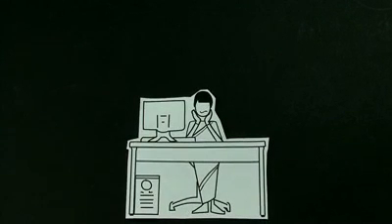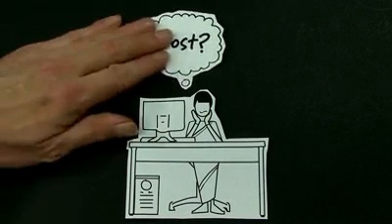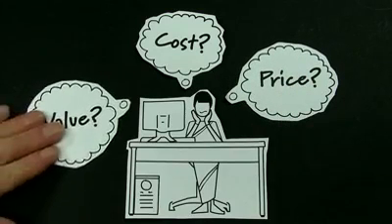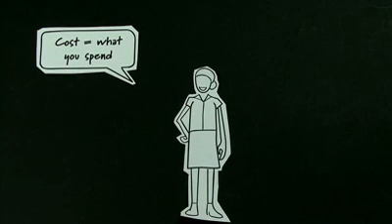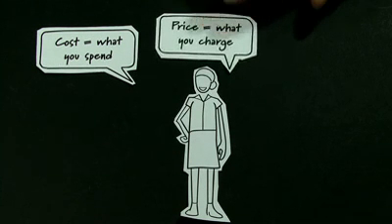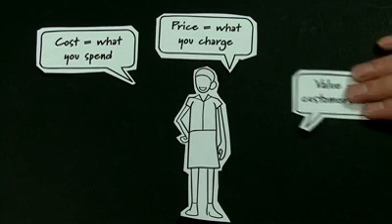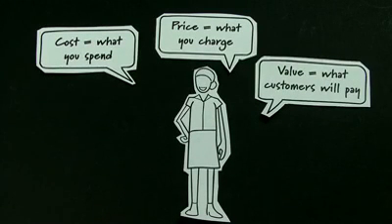Setting the right price is all about understanding the difference between cost, price, and value. Cost is what you spend to produce your product or deliver your service. Price is what you charge for it. Value is what customers will pay for it.